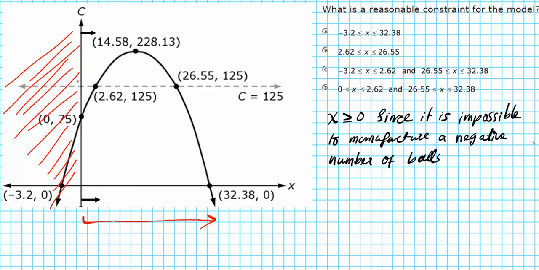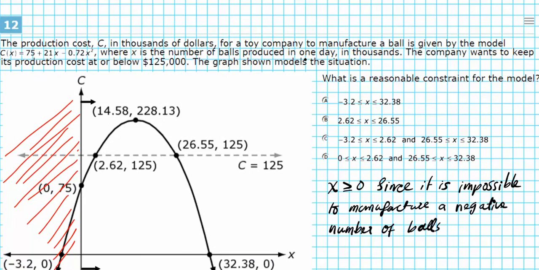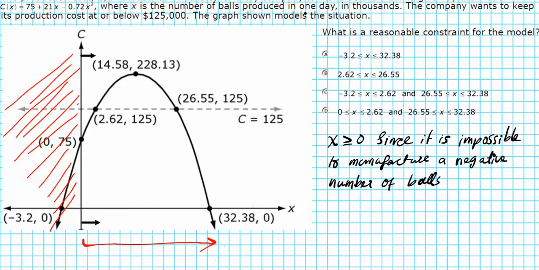What's another constraint? Let's take a look at it. The production cost has to be at or below 125,000. So what does that mean on the graph? It means that you have to only consider the region below this horizontal line right here, okay? So you're looking downwards. All right? So what does that mean?